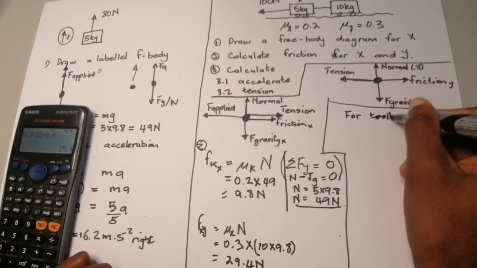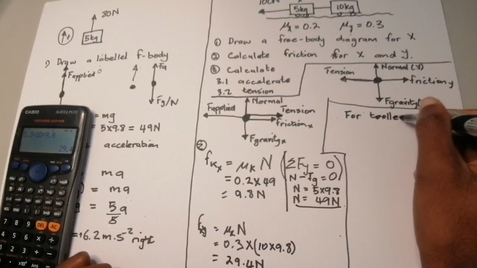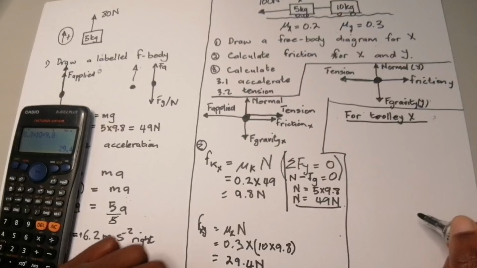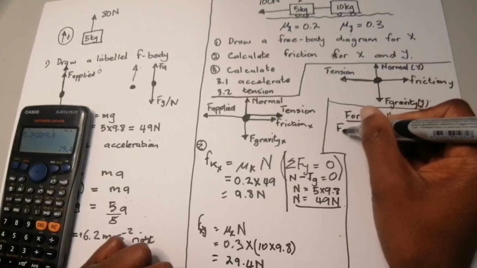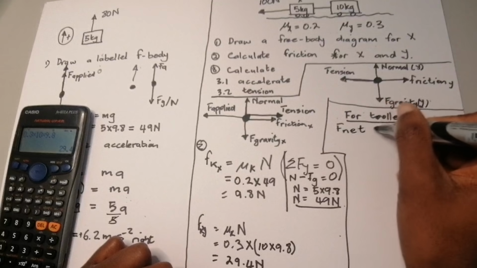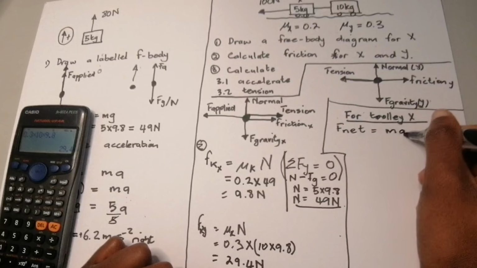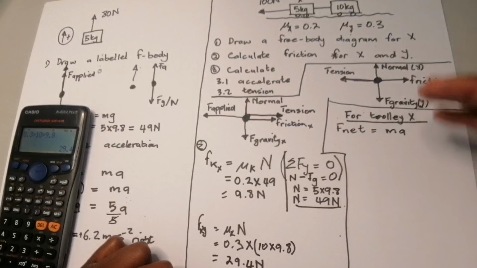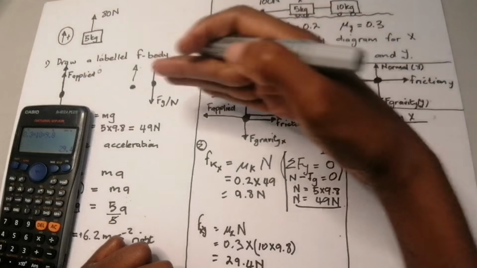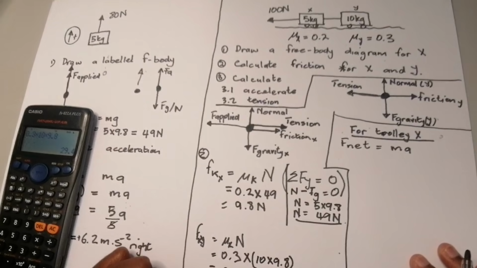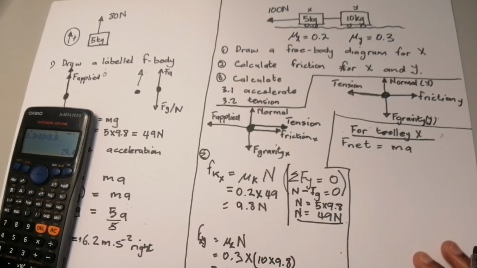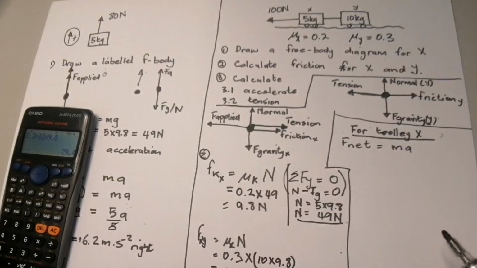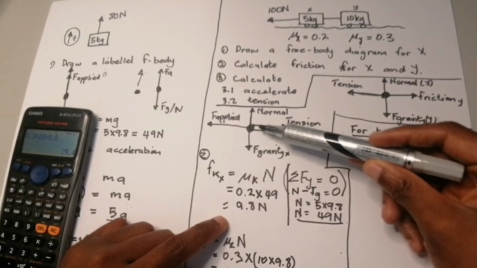Okay, so for trolley X, what are the forces that are acting? We're going to say F net is equal to MA. Now, what is my net force? Remember, it is accelerating horizontally. So it's the sum of my horizontal forces. Now, what are my horizontal forces?